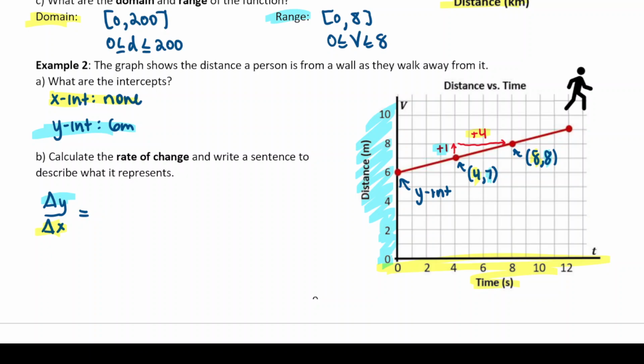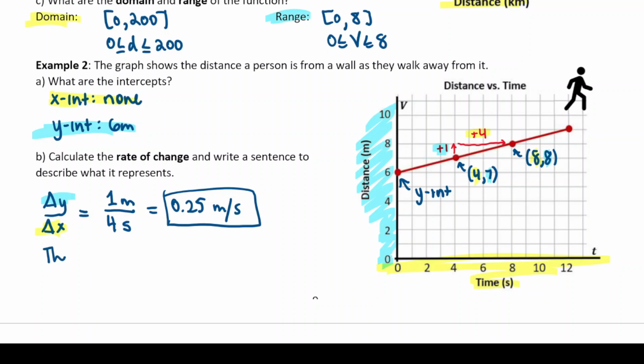So the distance, every time you go from point to point, the y values are going up by 1 meter. I'm using the units, that's important. And the x values are going up by 4 seconds from point to point. You can just divide this, so it's 0.25 meters per second. So on a distance time graph, meters per second, that rate of change is describing how fast the distance is increasing. So it's the speed.